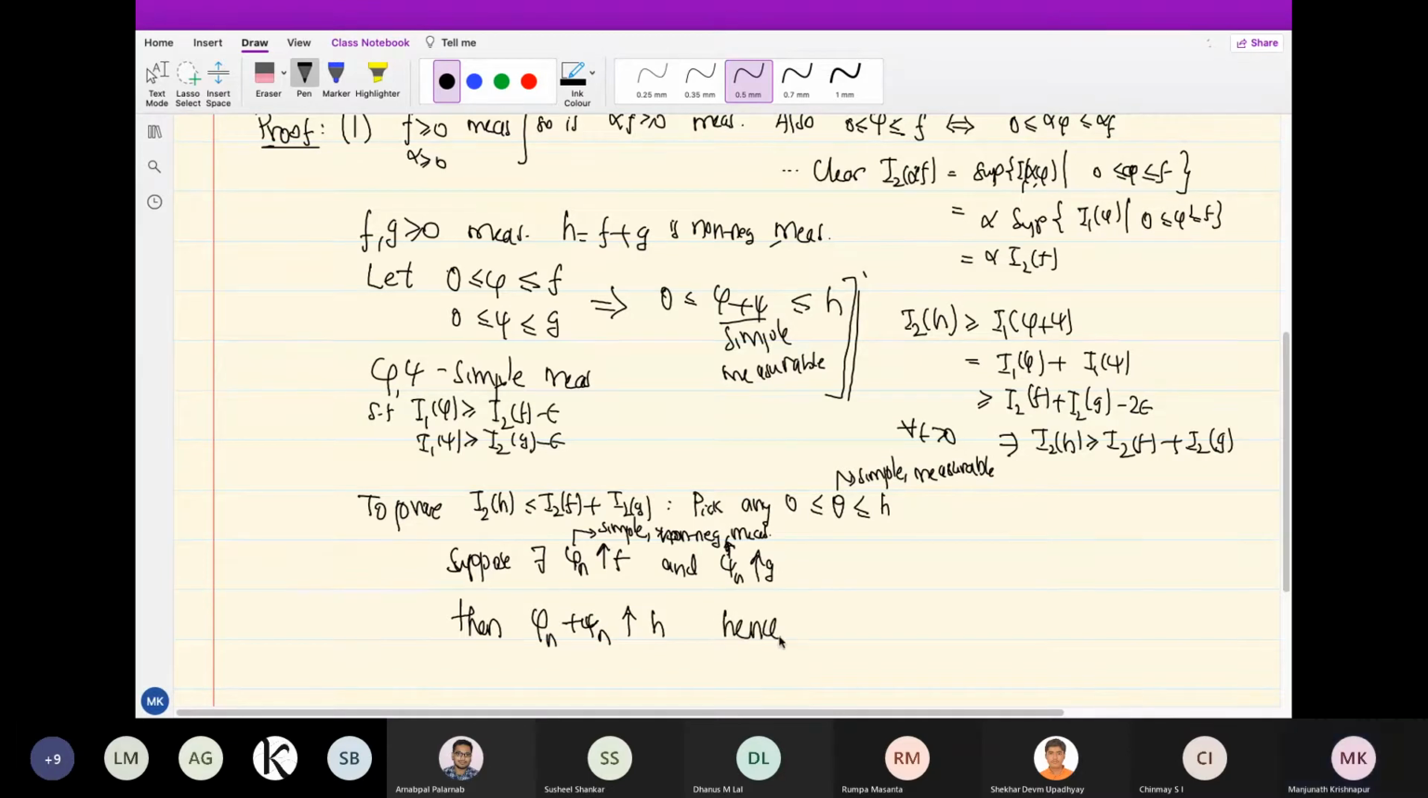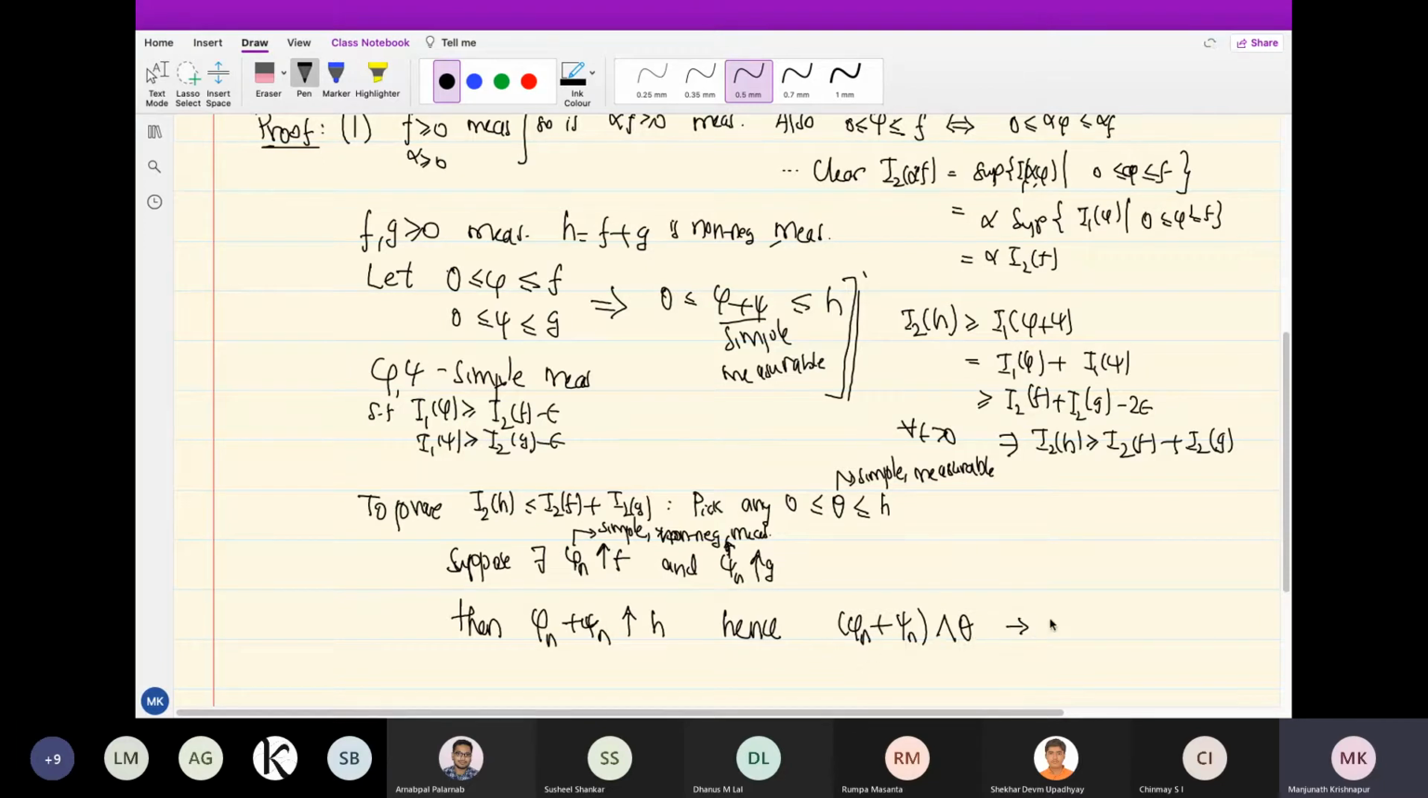Hence, if I take phi n plus psi n, and I take min with theta. Okay, see, I want to apply the monotone convergence theorem for simple functions. So I want the limit to be also simple, which is not the case in any of these three cases. F, G, and H need not be simple. So I take min with theta.